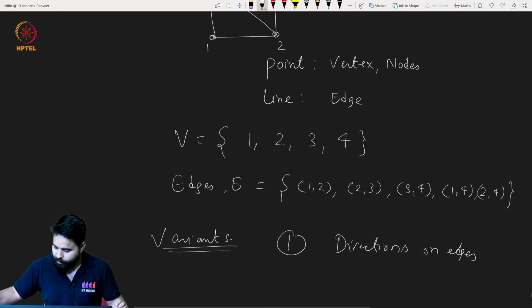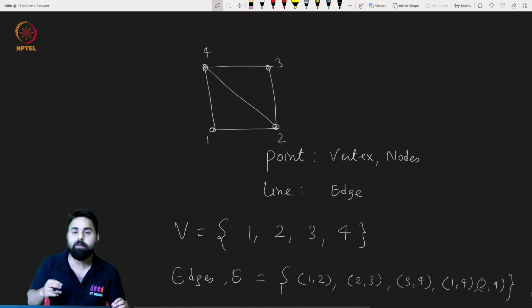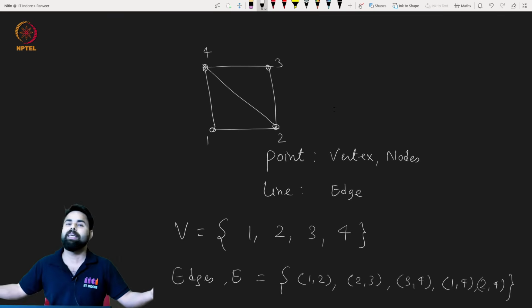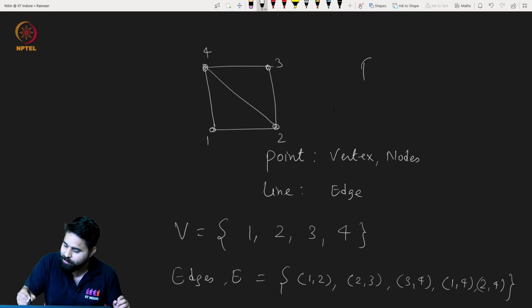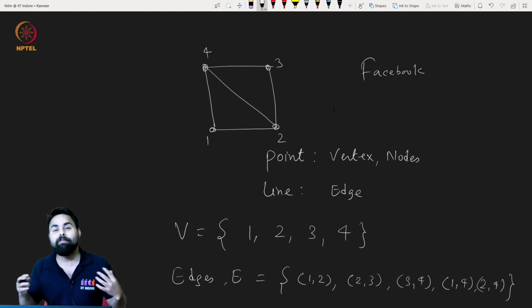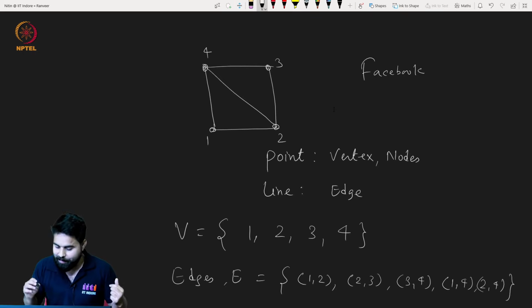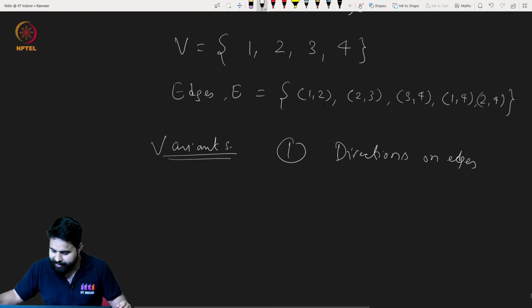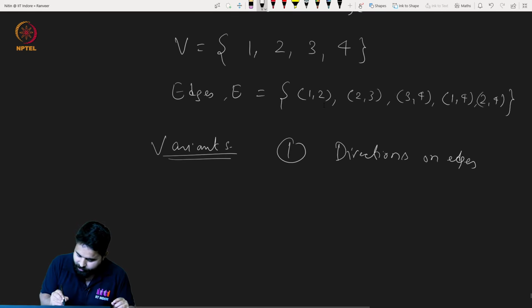For example, in this graph there is no direction. If you talk about a real-world scenario, this could be related to a Facebook network. Suppose 1 is a friend of 2, that means 2 is also a friend of 1. But this is unlike a Twitter network or some dating network, where a girl may like boy 3, but 3 may not care about her at all. In this case, this is a directed graph. So let me draw the same graph here with some variants.